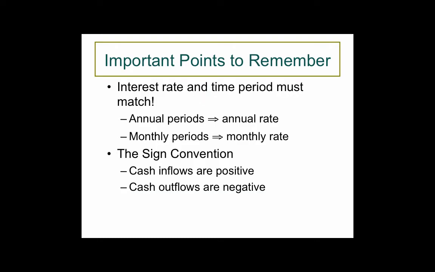Okay, there's also some important points to remember. The interest rate and the time period must match. In other words, if we're going to use 5 years and n equal to 5, then you have to use an annual interest rate for your I/Y button. If you were to want to do that in months, then n would be 5 times 12, which is 60, so your n would be 60. That I/Y would have to be a monthly interest rate.